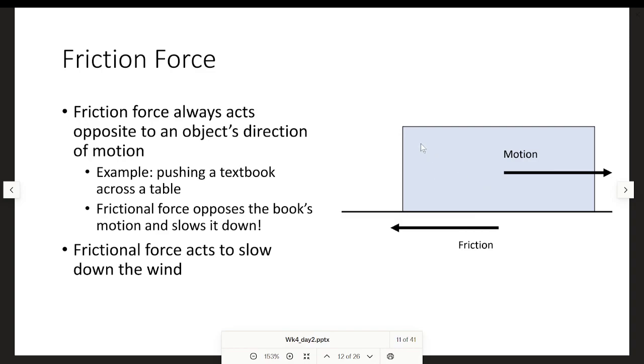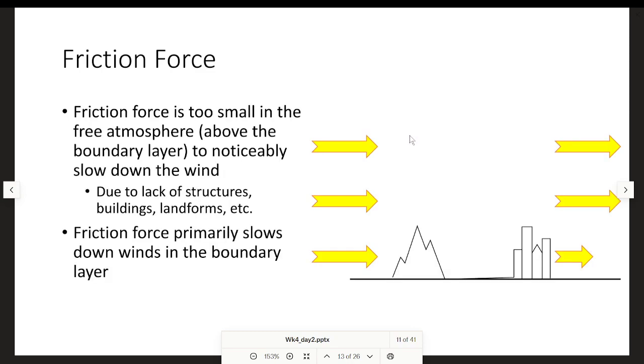So that's why winds at the surface are not as fast as winds in the upper atmosphere, because you have greater pressure differences up there and no friction. Friction force is too small in the free atmosphere above the boundary layer to noticeably slow down the wind. Due to the lack of structures, buildings, landforms, etc., friction force primarily slows down winds in the boundary layer. So down here, where we live, that's where it slows it down.